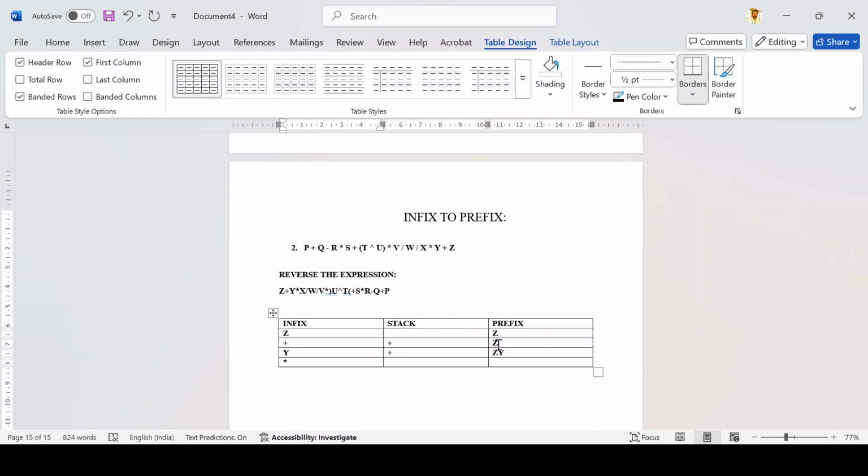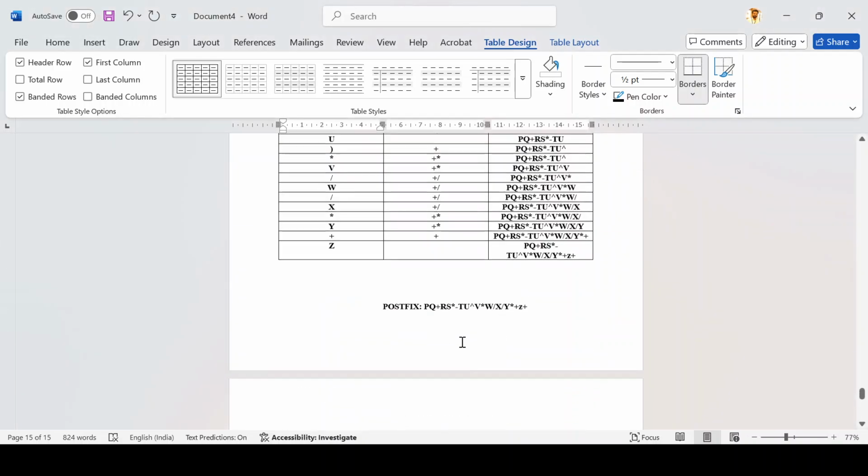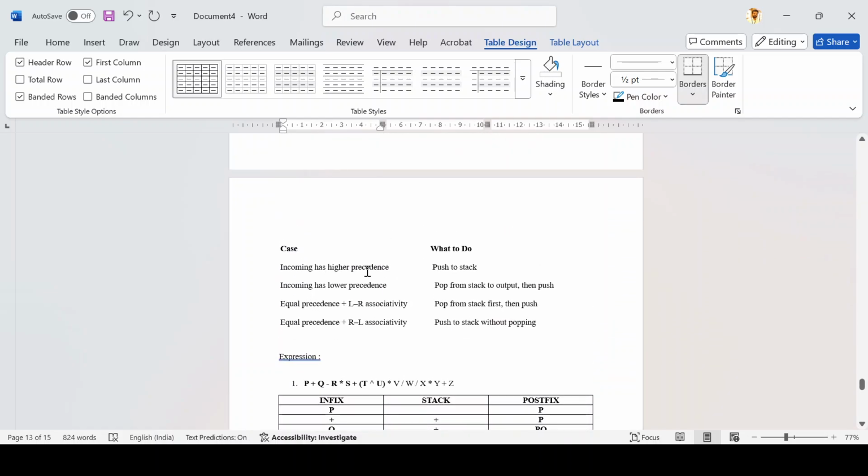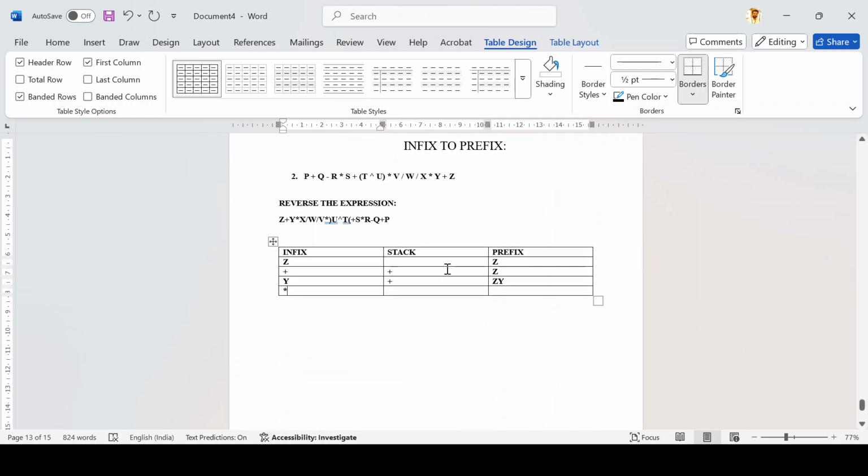Now if the incoming operator has higher precedence than the top of the stack, what do we do? We already know the rule: if the incoming operator has the highest precedence, then push to the stack. So I will push the multiply into the stack. Then I have an X, so straight away Z, Y, and X. And then we have a division.